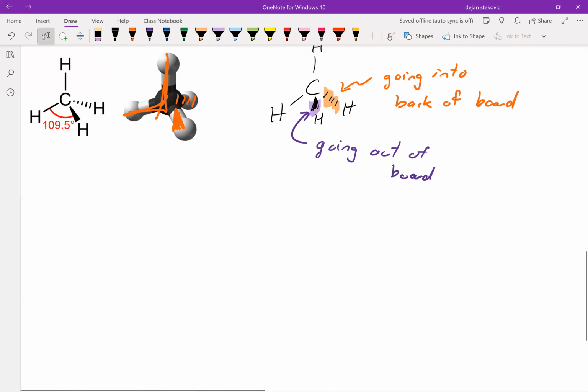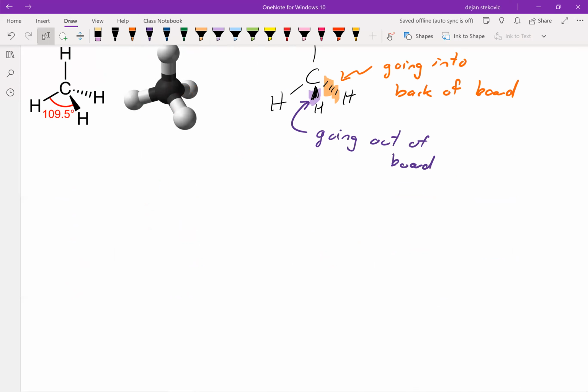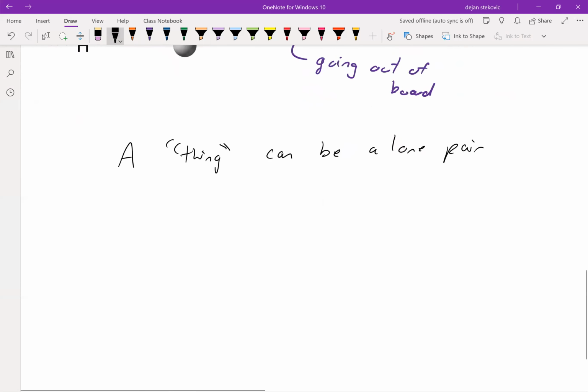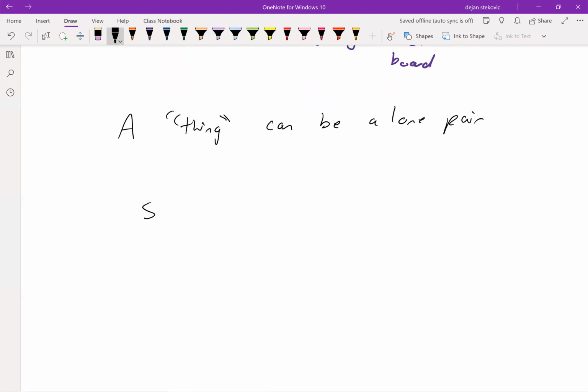So if you're not processing this, I'll show you a better visual representation that you can play around with yourself. So far, the things have just been atoms, but a thing can be a lone pair. So for example, in SO2, if we think about the shape of the central atom, and really only central atoms have shapes, terminal atoms we don't consider as having shapes, this oxygen is one thing, this oxygen is another thing, and finally this lone pair is another thing. So we have three things here.